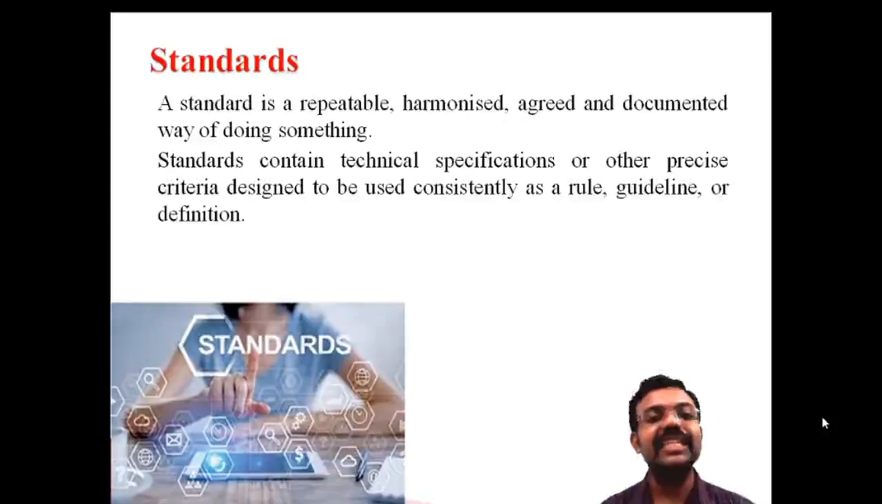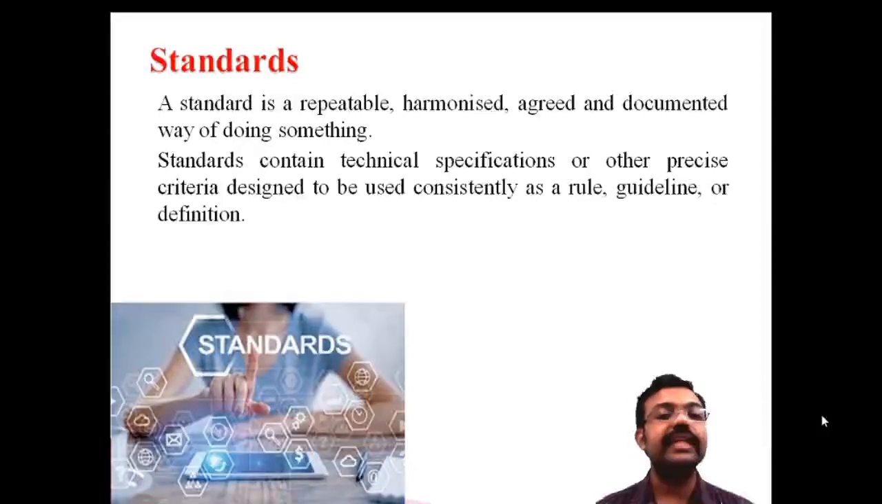A standard is a repeatable, harmonized and agreed documented way of doing something. The term is known as the standard. We use the term standard, ISO 9000 standard. Suppose you're buying a car, we refer to a lot of the standards. The braking system, the power window system can be easily measured with the help of the standards. A standard is a repeatable and harmonized, agreed document on the way of doing something.